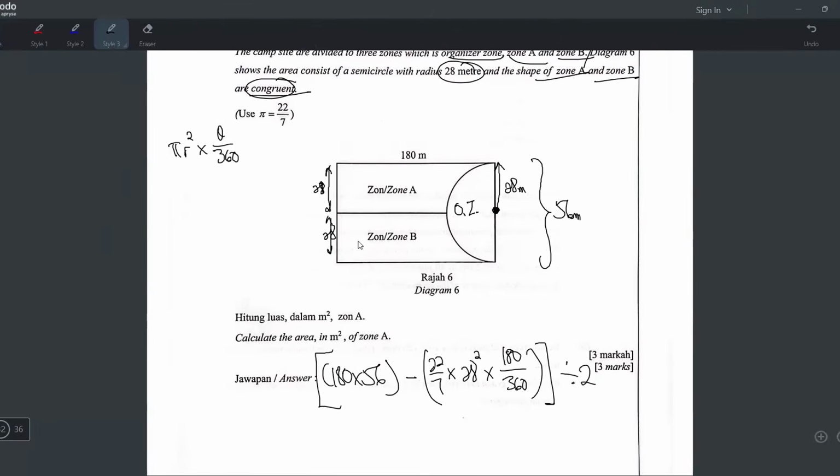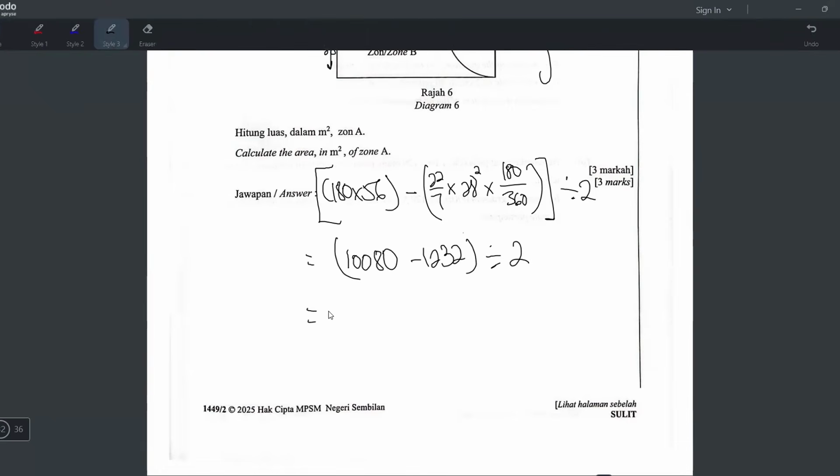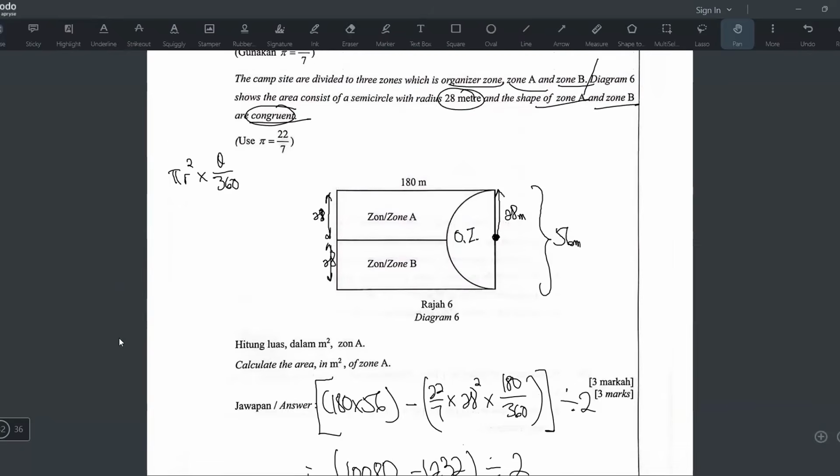But the important part here is you have to do this first. The divide by 2 you do last, don't do it now. Okay, 180 times 56, let's use the calculator. 100,800. Then press this: 22 over 7 times 28 square divide 2. Alright, 1232. And I told you already, the divide by 2 you do last. 100,800 minus the answer, 8848. Okay, now only divide by 2. 4424. The unit is in meter square. So that's the answer. Okay, I think finished already.